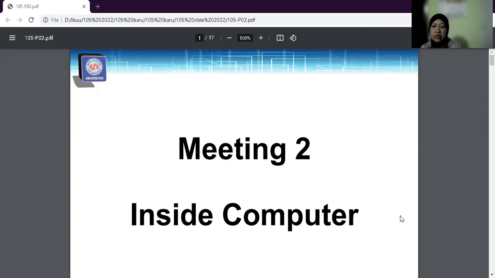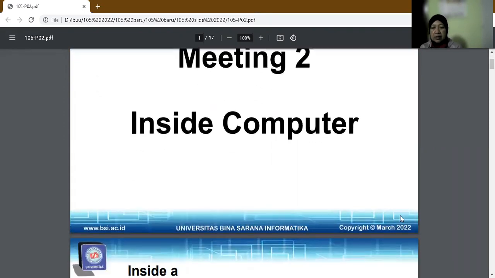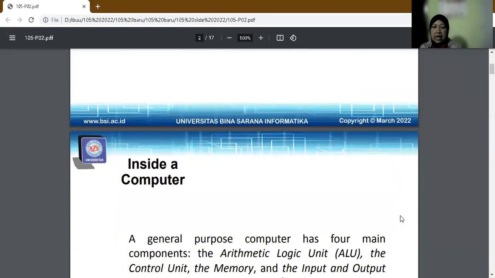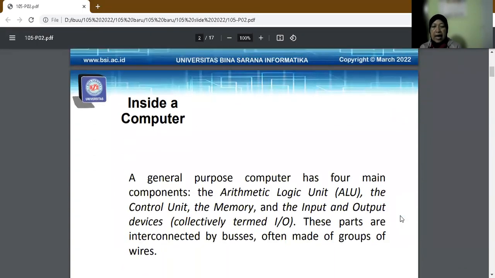Today, I would like to share about meeting 2, but inside the computer. Inside the computer, I think there are so many parts. Okay, let's check about that. Inside a computer, I think this is about a general overview.